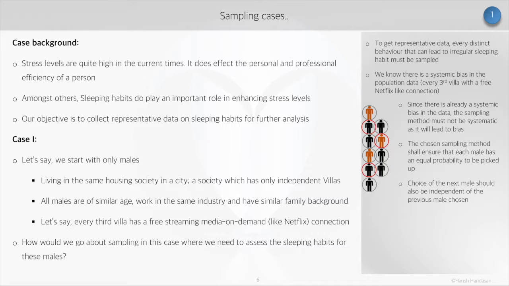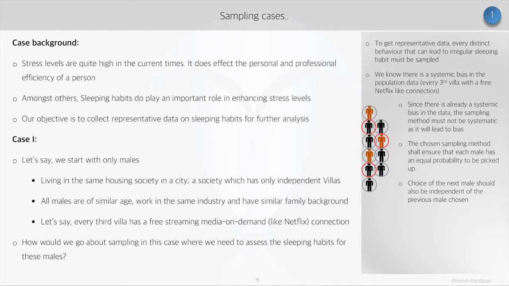Sampling method is said to have a systematic behavior when we pick a sample at fixed frequency or fixed position. Like in this case, if we would have picked every second house or every fourth house. In this case, since there is a systematic bias in data itself, and if we take this systematic sampling approach, there is a risk to select too many of the houses with the Netflix type of connection, or maybe too few of the samples as well.